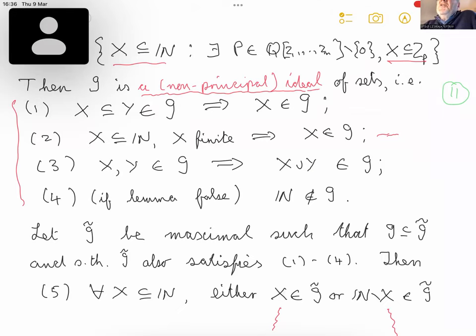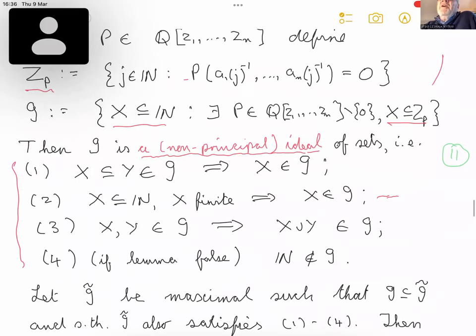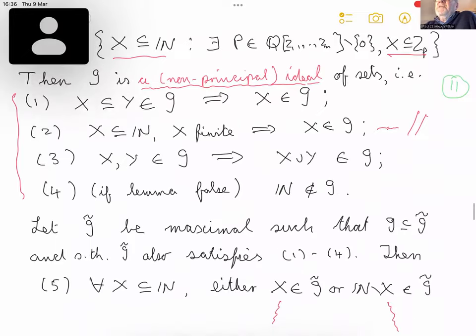And if we assume this lemma is false, that there's no algebraic dependence, then the set of all natural numbers cannot be a member of I, right? Because that would give us the dependence we're looking for. This part here is the non-principal part of the definition. It contains every finite set.